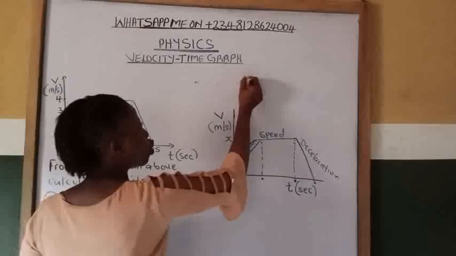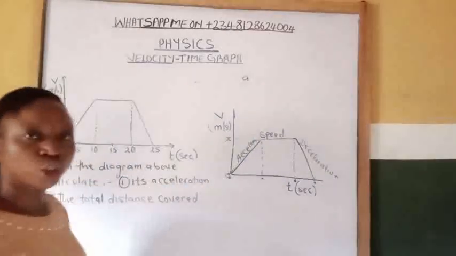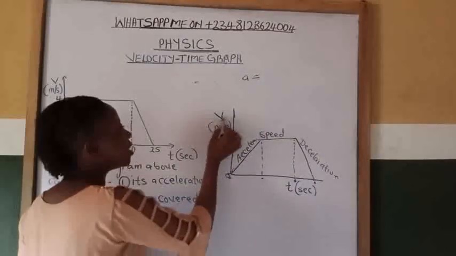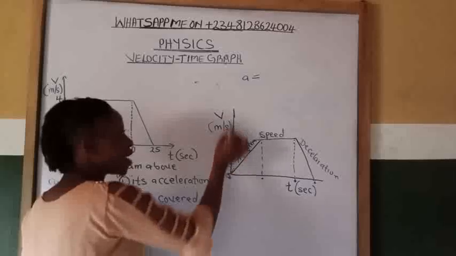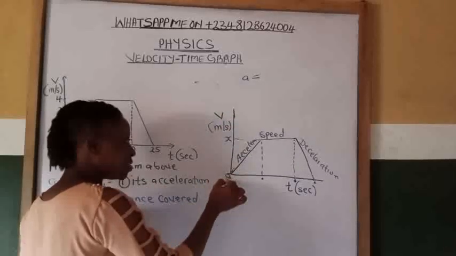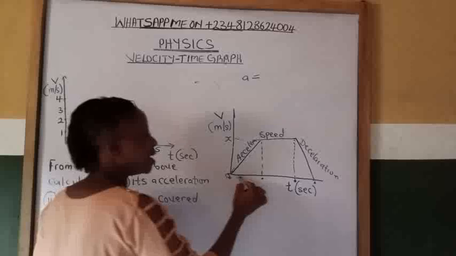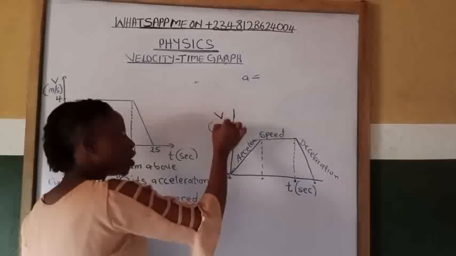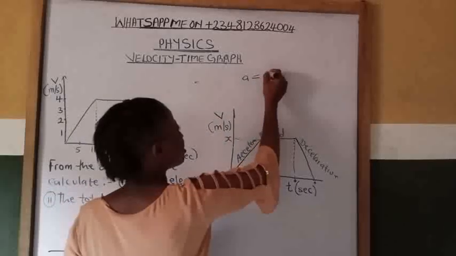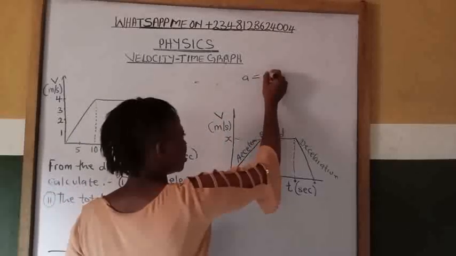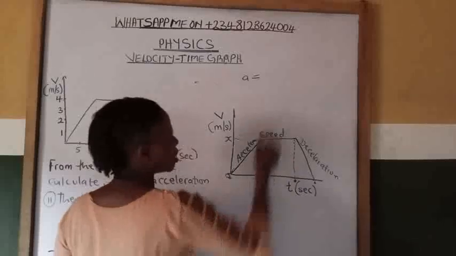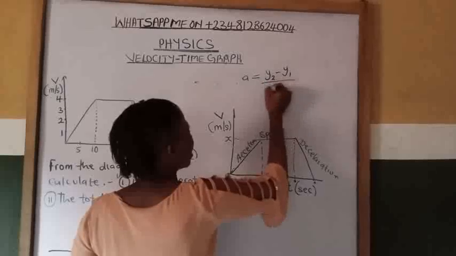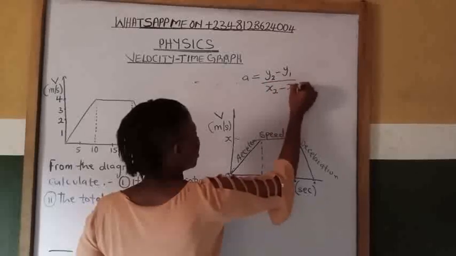You can also use slope to calculate acceleration. According to our slope, we say change in x. Don't forget that this is the y-axis, and this is the x-axis. So our y-axis is now the velocity axis. So we are going to have change in velocity divided by change in what? Time taken. Or we say y2 minus y1 over x2 minus x1.